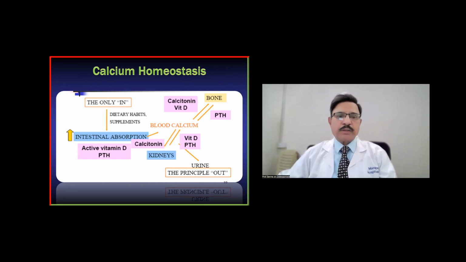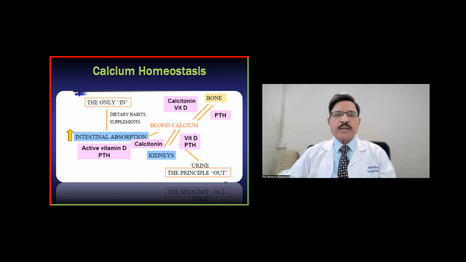PTH is from the parathyroid, calcitonin from the C cells, active vitamin D manufactured in the body by photosynthesis, liver hydroxylation, kidney hydroxylation, all the steps. These three facilitate intestinal absorption.